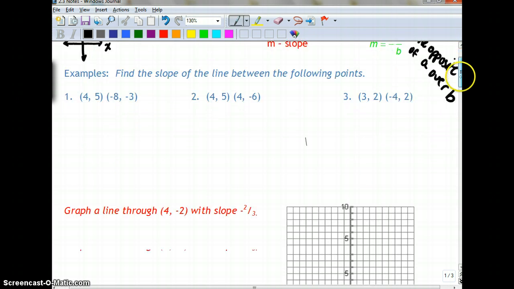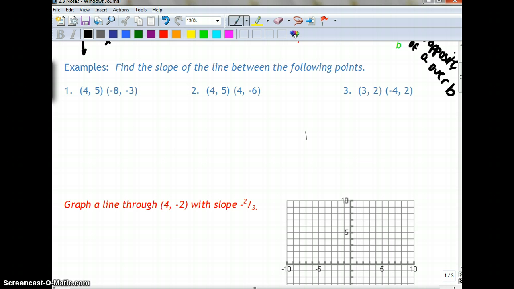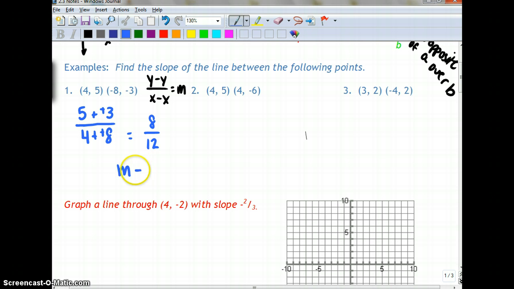Okay, so just some basic problems using slope. Find the slope of the line between the following points. We're just going to use our slope formula of y minus y over x minus x. That's going to be slope, and it's equal to m because that's the letter they used for slope. So just plug that in for each problem. I'm going to go 5 minus negative 3. Since I picked 5 first, I have to pick 4. 4 minus negative 8. A negative negative makes those positive, and you get 8 over 12. Now slope always has to be reduced, so just reduce your fraction. So m is equal to 2 over 3.